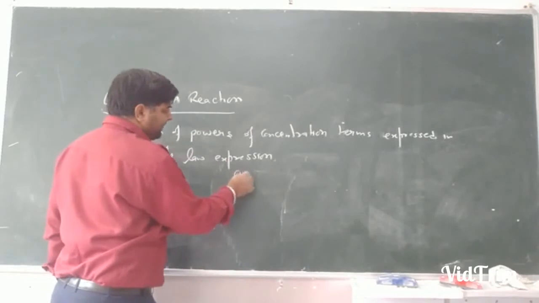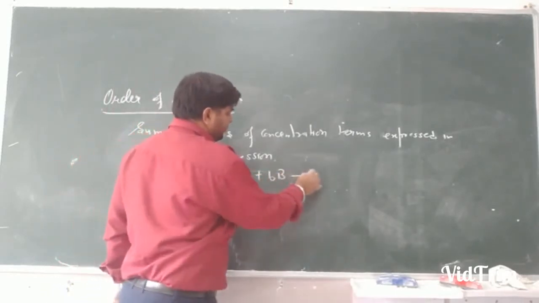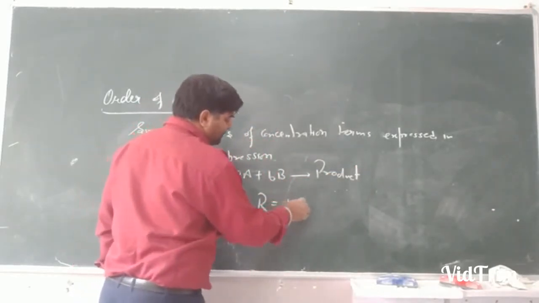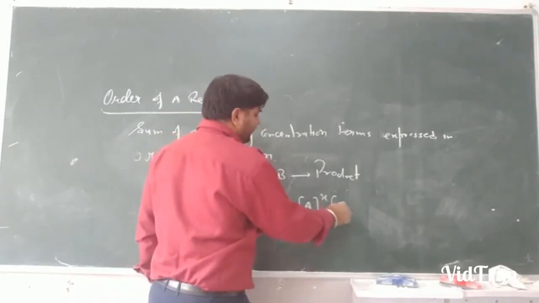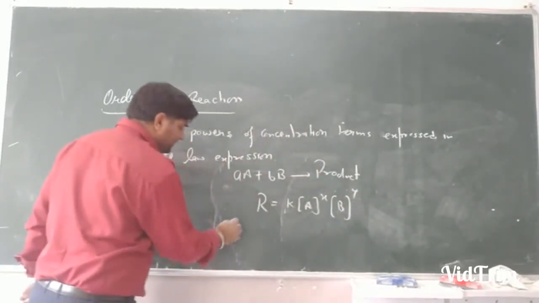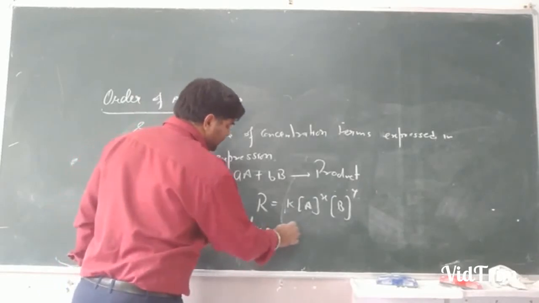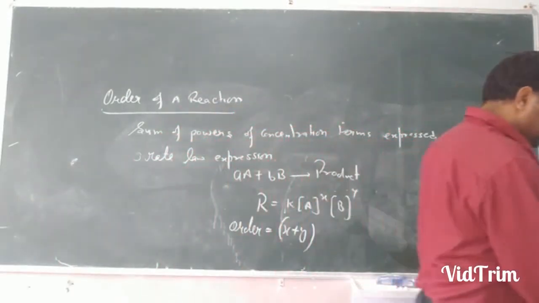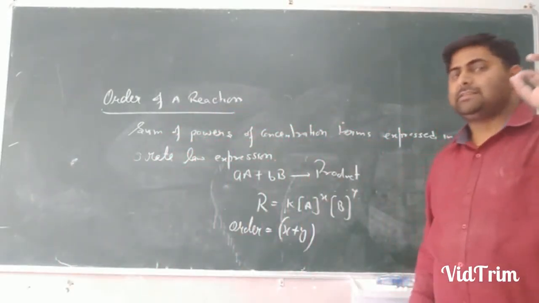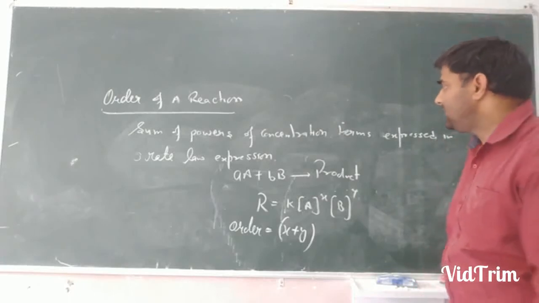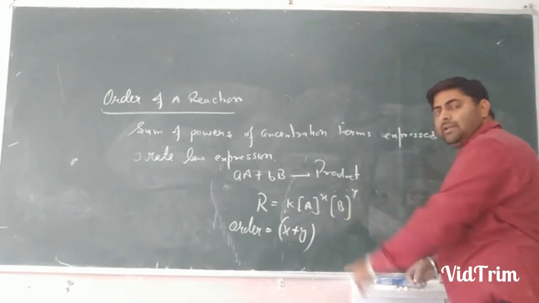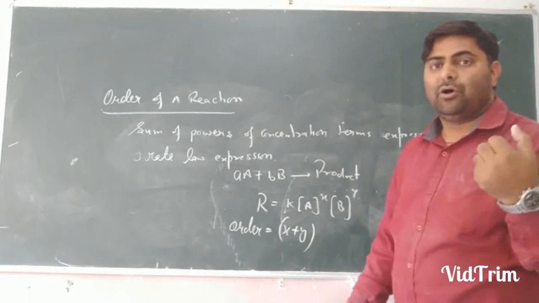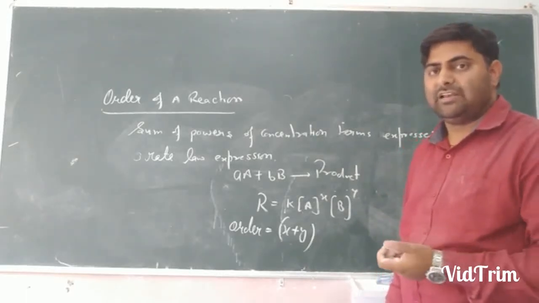That means if we say A plus B gives us product, the rate law says rate of reaction equals K, [A] power x and [B] power y. Then the order of the reaction is equal to x plus y. So order of reaction is simply defined as the sum of powers of the concentration terms expressed in the rate law expression. One thing should be kept in mind that the order is an experimental value.